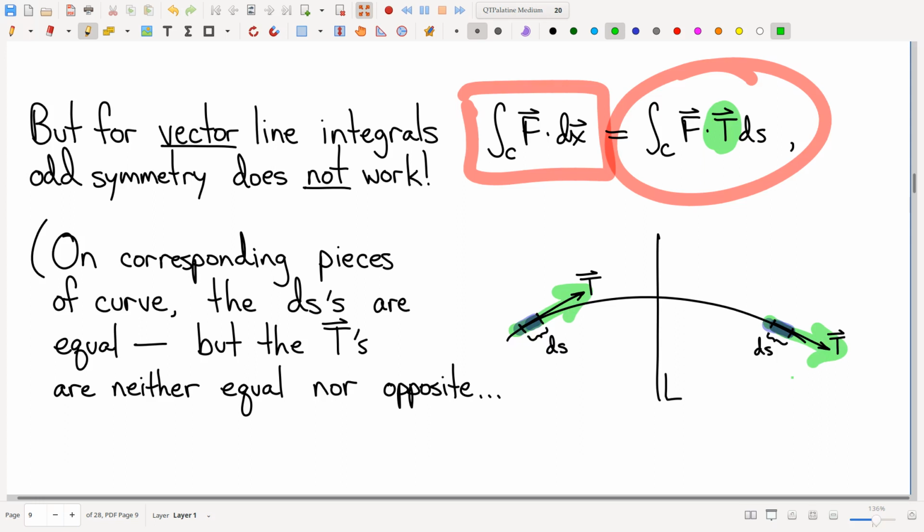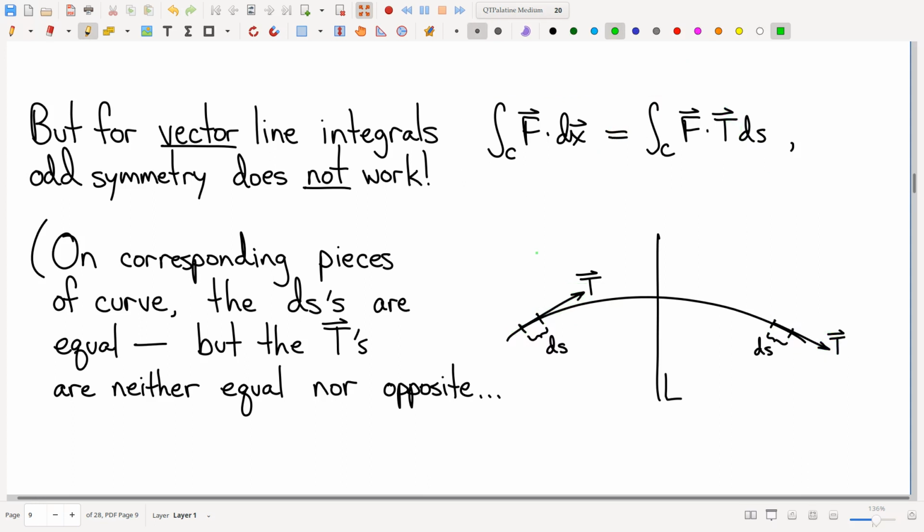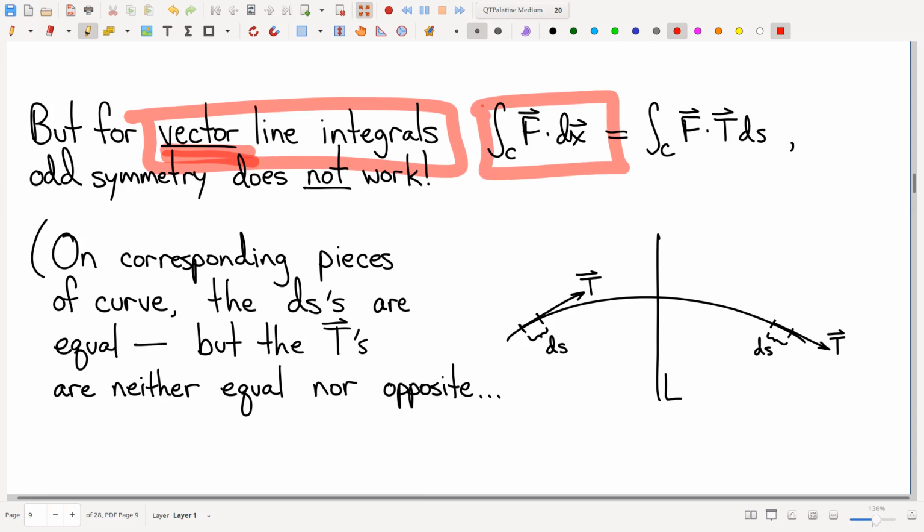They're not opposites of each other. They're not equal to each other. They're just different. No connection. Swing and a miss. There's no argument to be made about cancellation. There is no odd symmetry theorem. Is that cool? So heads up, be warned. Much of a fan as I am of symmetry theorems for any integrals that they work for, for vector line integrals, like so, you cannot make symmetry arguments.